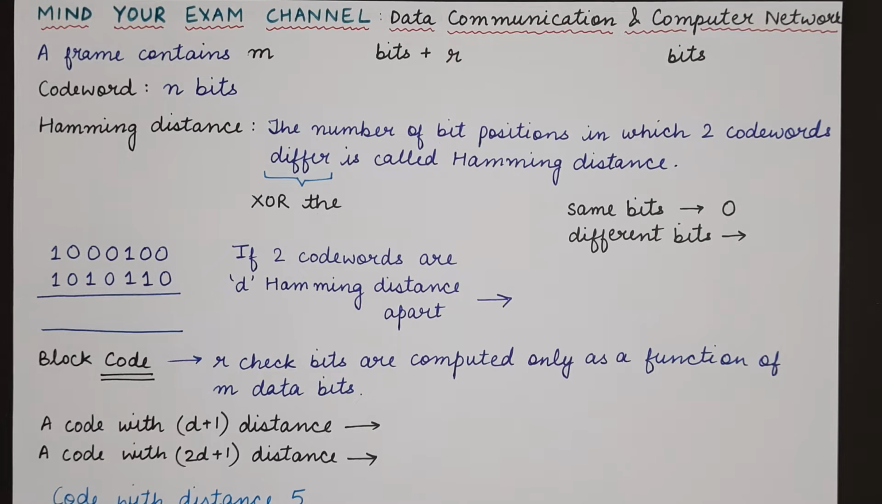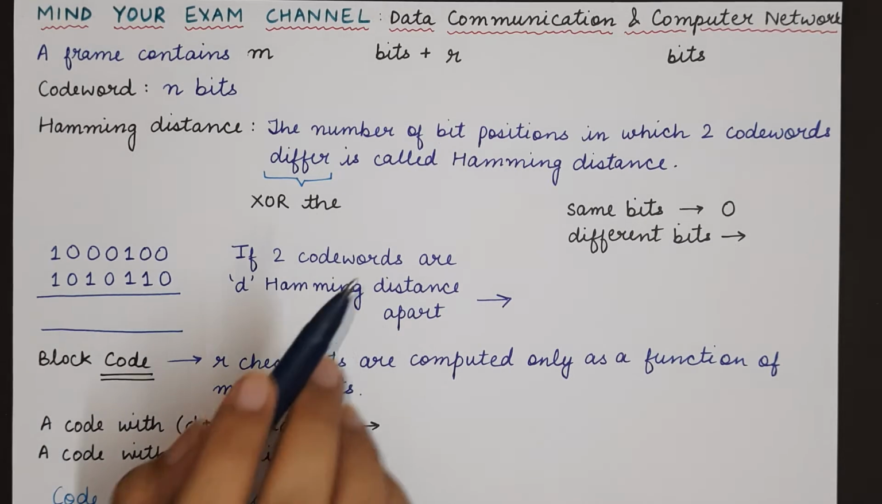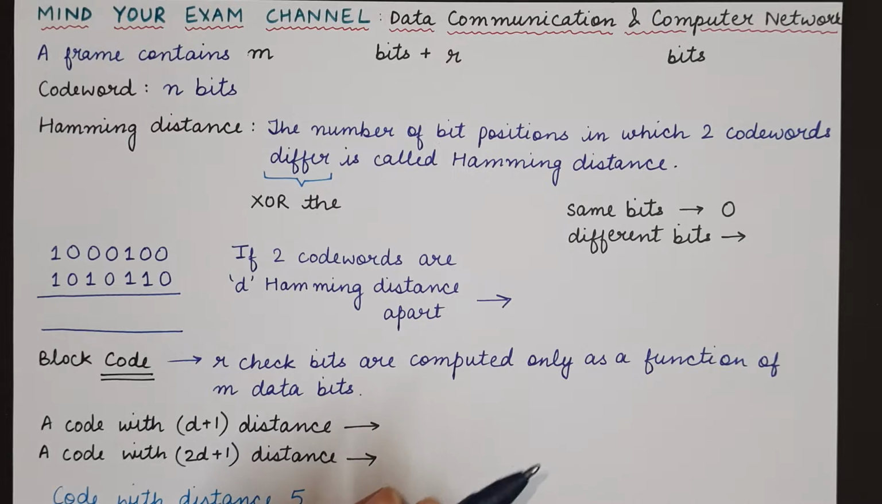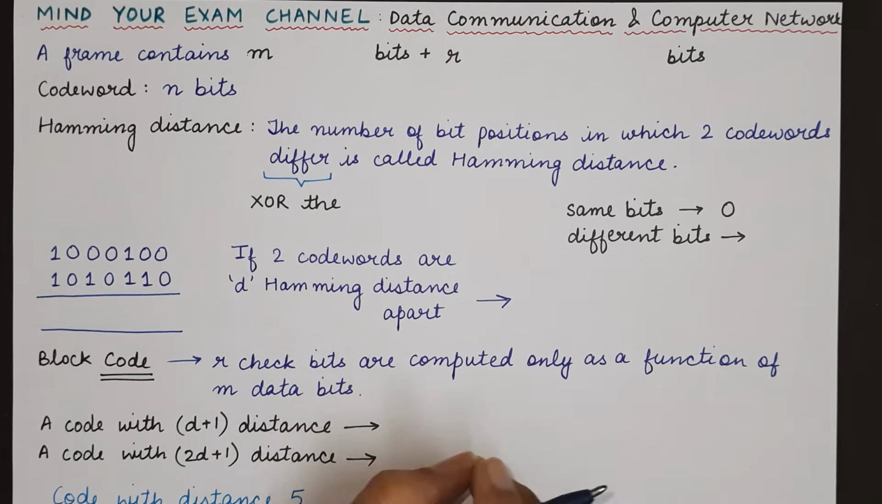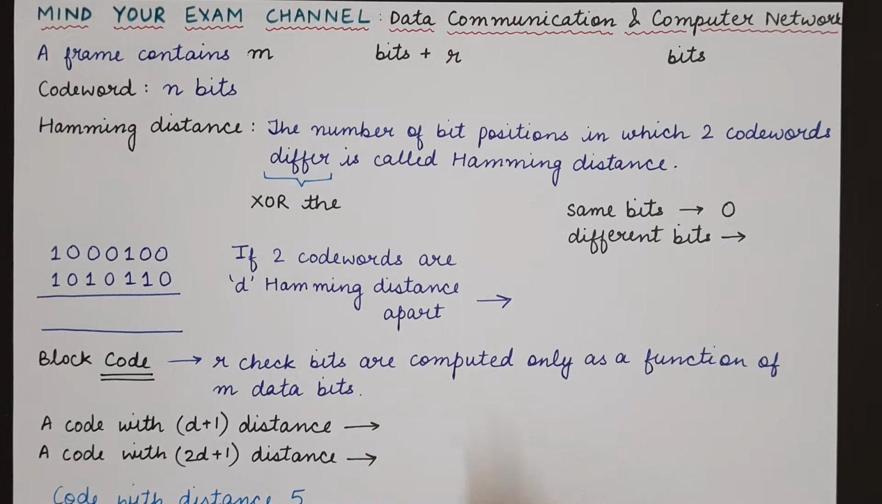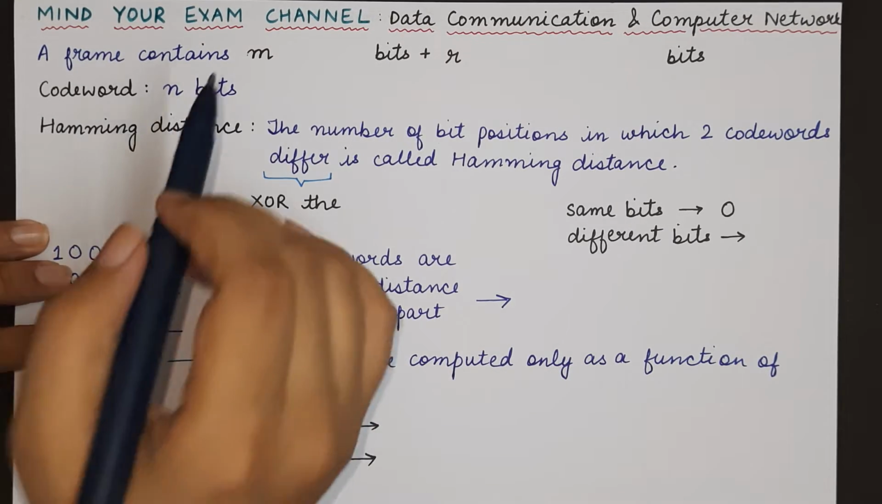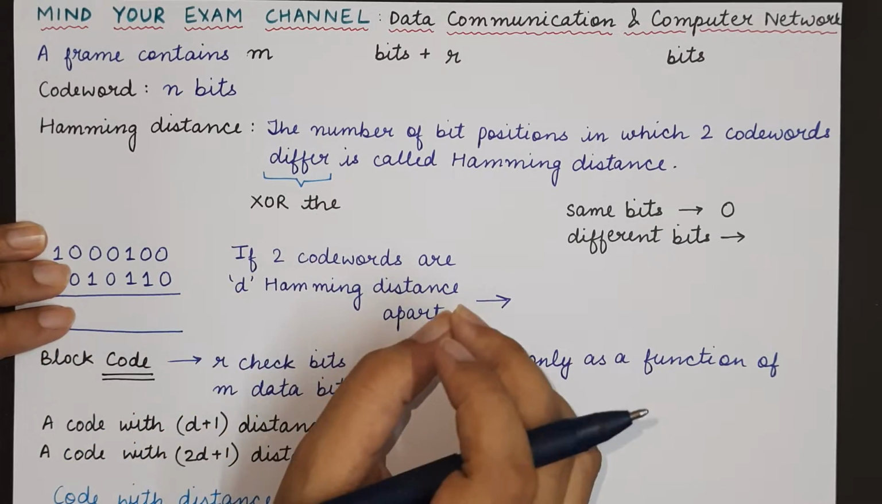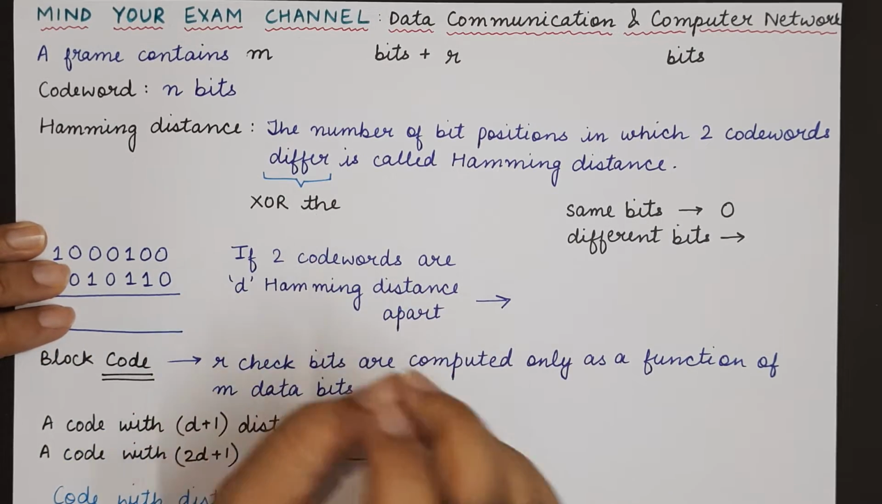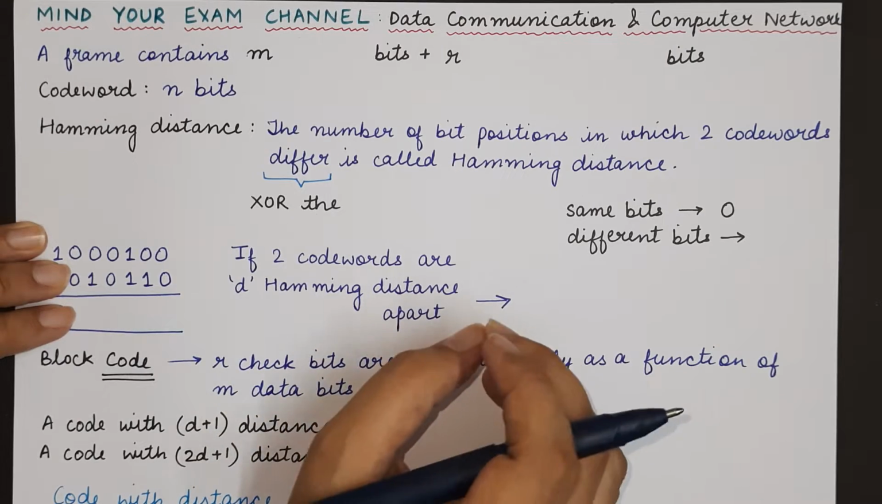In this video, we will be studying some very important terminologies related to Hamming distance, and we will find out what are block codes, and how many Hamming distance apart must be two different block codes or code words to detect and correct errors. Okay, so starting with the basics, we have seen that at the data link layer, error correction and detection are important functionalities that need to be performed.